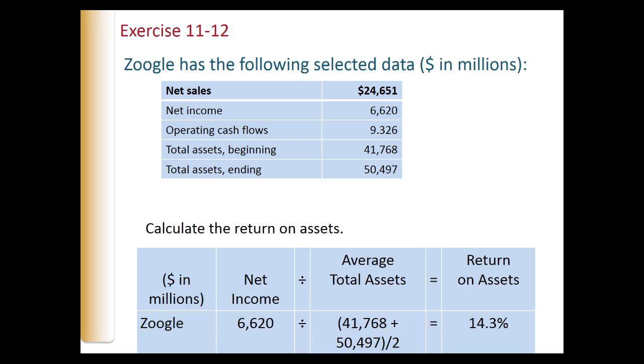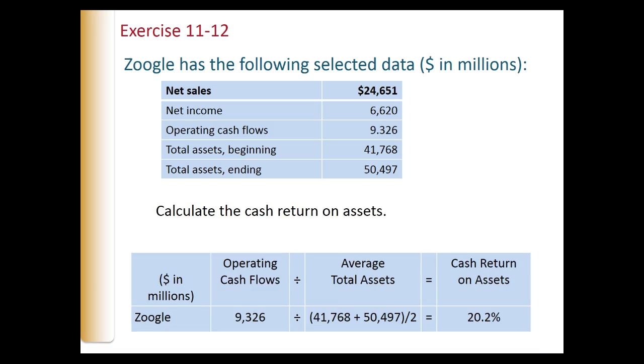So the return on assets is going to be the net income divided by the average total assets. So again, we're going to take the net income of $66.20. We're going to divide it by average assets, which means the beginning assets plus the ending assets divided by 2. So our return on assets here is 14.3%.